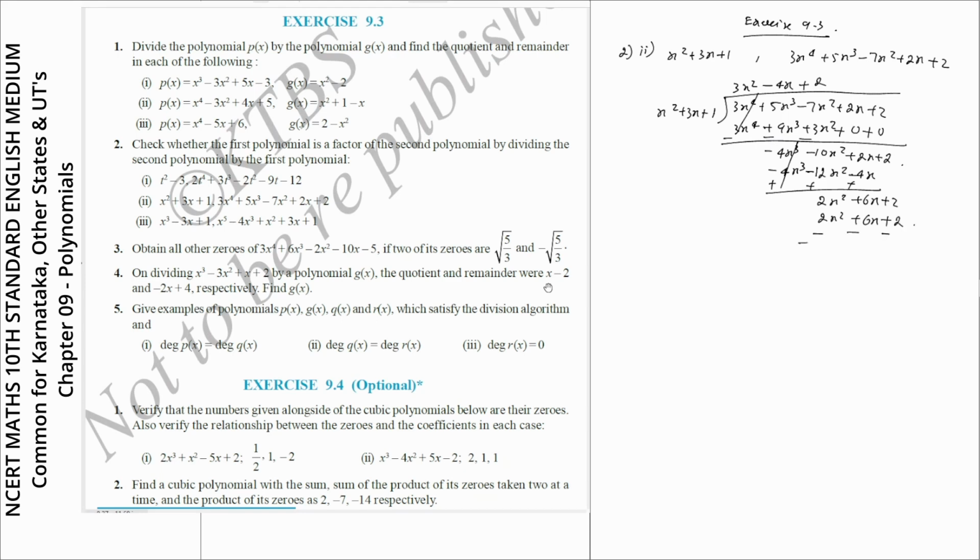So not only the first term, all terms are coming equal. Now I cancel everything, so 0. Therefore it is a factor. X square plus 3x plus 1 is a factor of 3x power of 4 plus 5x cube minus 7x square plus 2x plus 2. So x square plus 3x plus 1 is a factor.